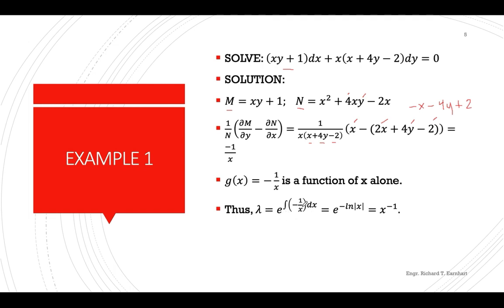So e to the negative 1 over x, this is your g of x, e to the negative ln of x. So you can place it here, e to the ln of x raised to negative 1. And then note that when you have e to the ln of u, that is equal to u. So therefore, your integrating factor must be x raised to negative 1.